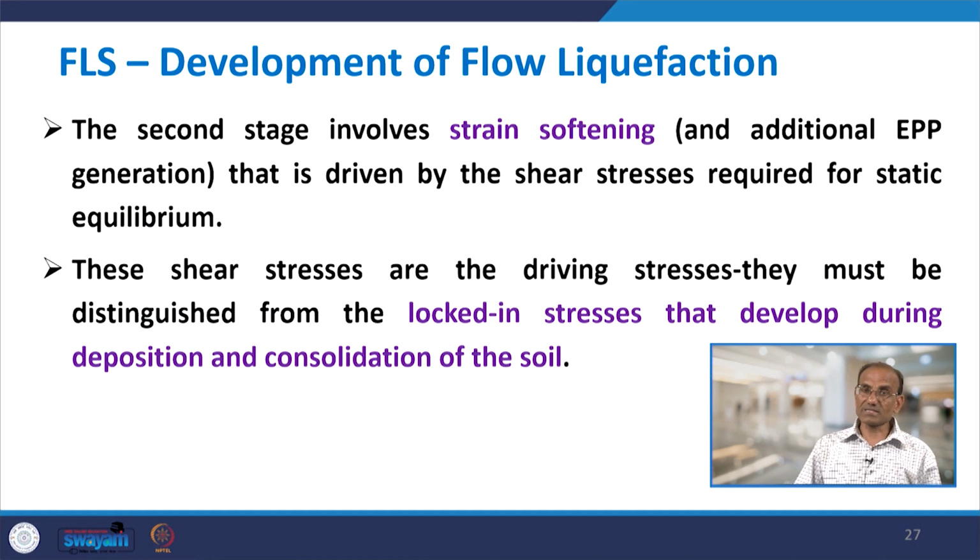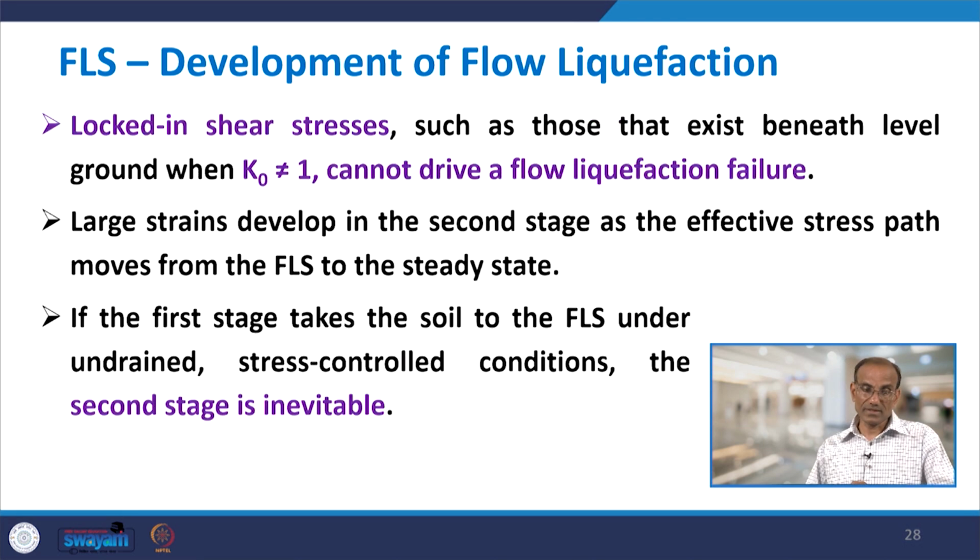The second stage involves strain softening and additional excess pore pressure generation, that is driven by the shear stresses required for static equilibrium. So, additional excess pore pressure is generated, and as a result the strain will increase. These driving shear stresses must be distinguished from what we call the local stresses that may develop during deposition and consolidation of the soil. The local shear stresses, which exist beneath level ground when K naught, the coefficient of earth pressure at rest, is not equal to 1, cannot drive a flow liquefaction failure. So, this is important here.